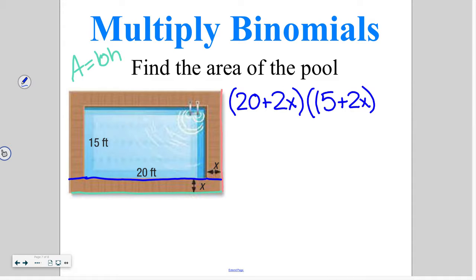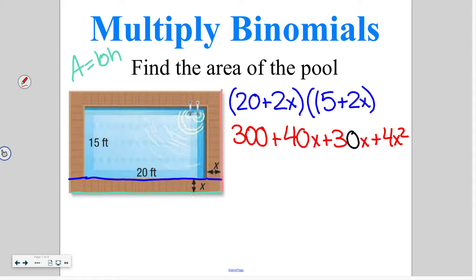So we've got our binomials now that we can multiply. So I'm going to multiply first 20 times 15, which is going to give me 300, plus outside I've got 20 times 2x, which is going to give me 40x, plus on the inside 2x times 15 is going to give me 30x. And then we've got our last, which is 2x times 2x, giving me 4x squared.